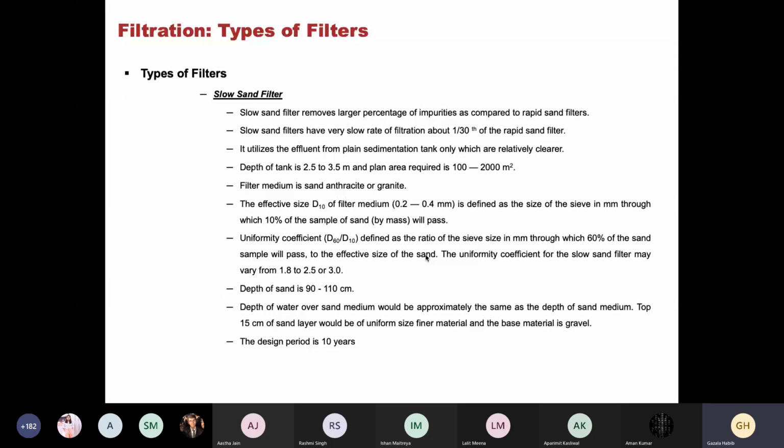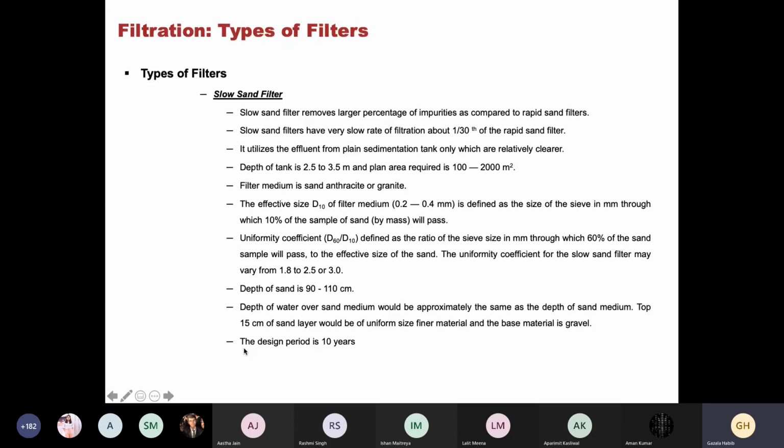The depth of the sand could vary between 90 to 110 centimeter. Depth of water over the sand media varies between 1.1 to 1.5 meter. Actually, here it's not given the same as the depth of the sand media. Okay, it is given, it is same as the depth of the sand media. So say if our sand media has a depth of 1 meter, then 1 meter water will be filled over the top of the sand medium.